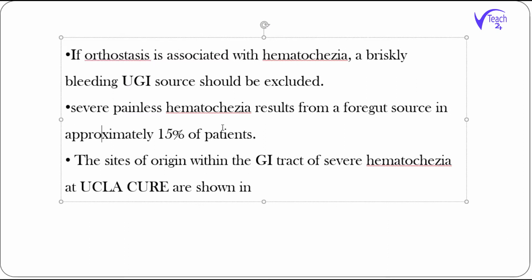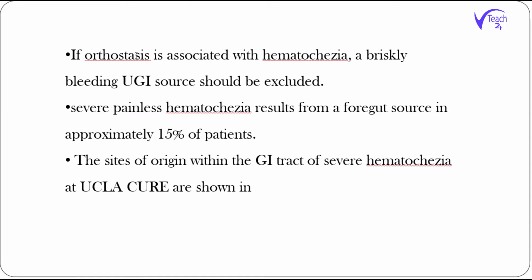Severe painless hematochezia results from the foregut in approximately 15% of patients. If 100 patients present to you with hematochezia, 15 will have an upper GI bleed. So for every patient who presents to your clinic with hematochezia as well as orthostasis, you will rule out an upper GI bleed.